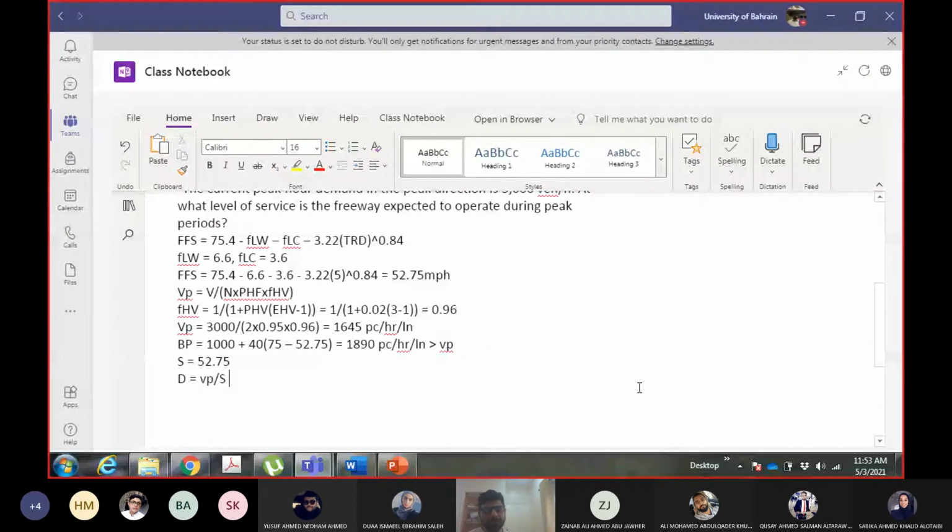Density will be flow rate upon speed. So it will be 1645 divided by 52.7, which is 31.18. This is density in passenger cars per mile per lane.